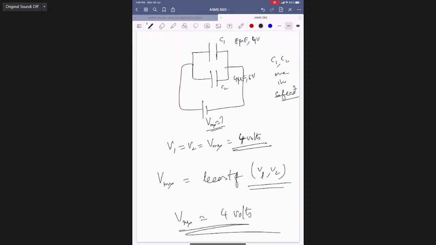Got it, everybody? In series you have to go for the least charge. In parallel, you have to take the least voltage, so that both will be in safe condition. Understood, everybody? Yes, sir. Done, everybody?